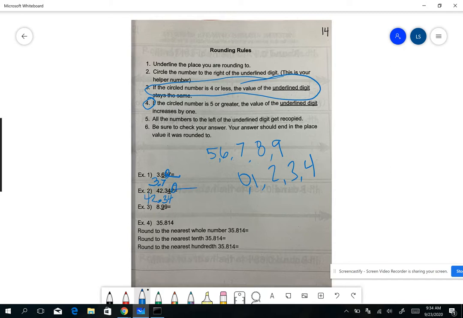Use it and lose it. You don't need those anymore because you want your answer to end in the place value that it asked you to round to. So my answer is 42 and 34 hundredths.